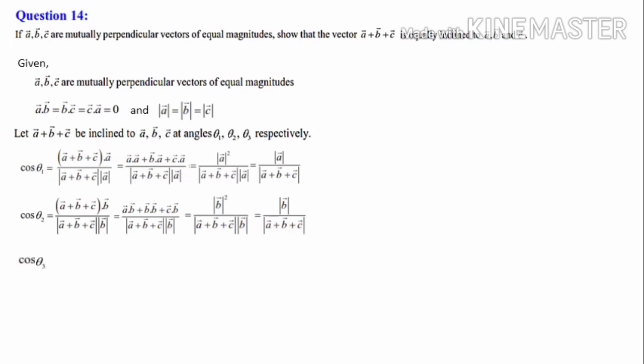Next is cos theta 3. Cos theta 3 in the sense A plus B plus C with the third vector C.